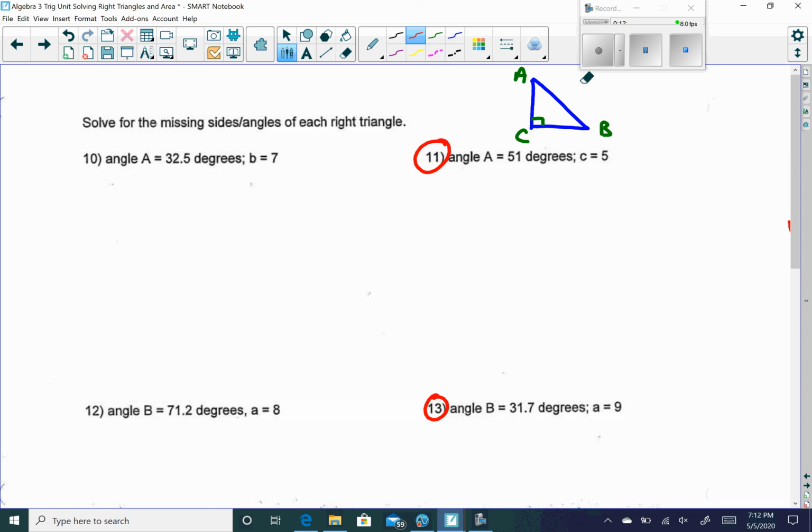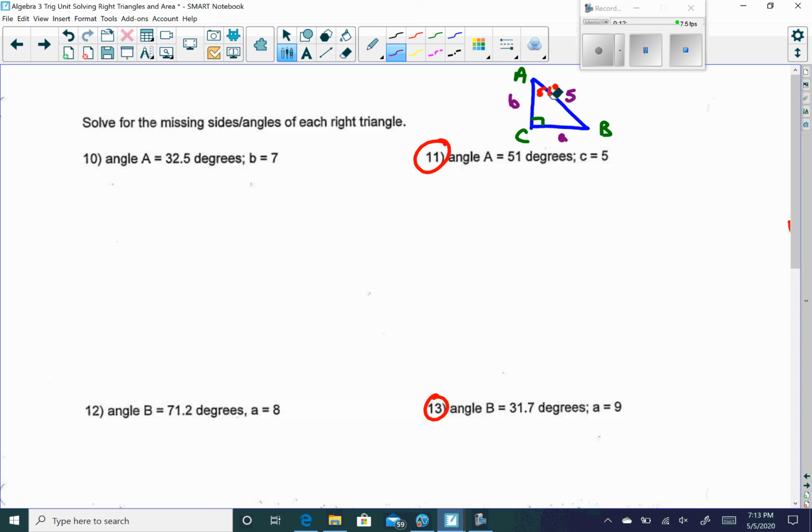So let's write in what's given here. And again, my sketch doesn't have to match my angles right now. It was just a way to get started. So I know angle A is 51 degrees, so I'm going to write that in here. And side C is 5. So that means side C is over here. So this is side A, this is side B.